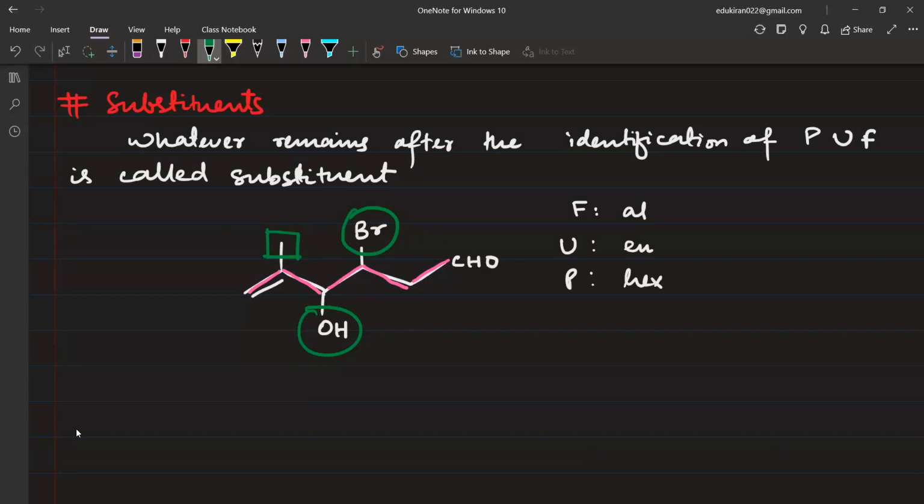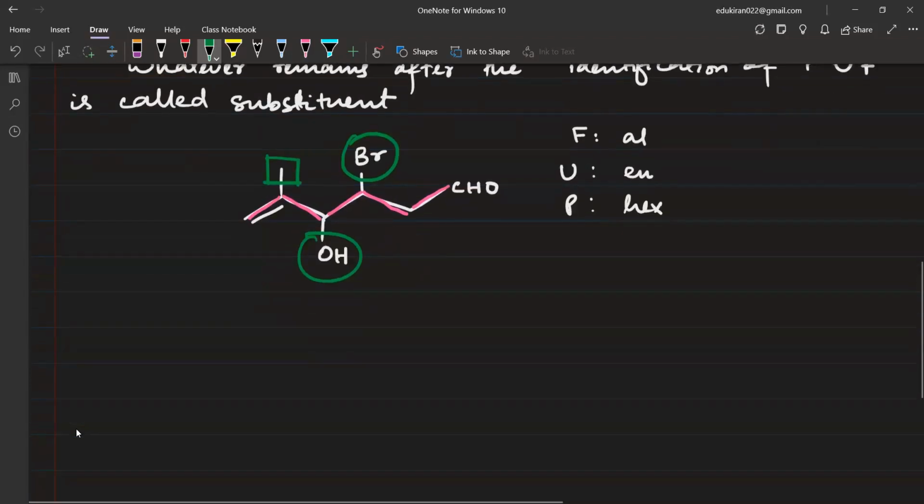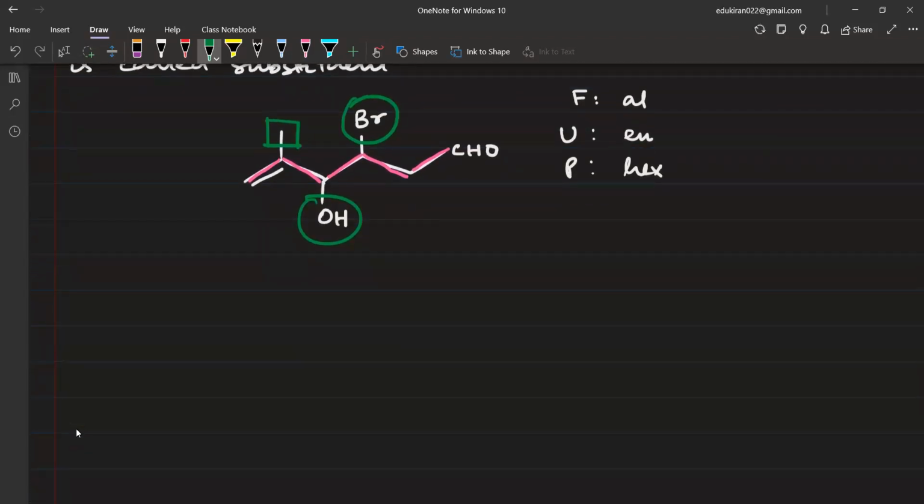First of all, you can classify here that there will be alkyl substituent and non-alkyl substituent. So what are alkyl substituent? Alkyl substituent will contain only carbon and hydrogen. For example, this methyl is an alkyl substituent. And non-alkyl means bromine and OH. These are non-alkyl substituents. Now, within the non-alkyl substituent, what can you classify? OH is present in the functional group list and Br is not present in the functional group list.